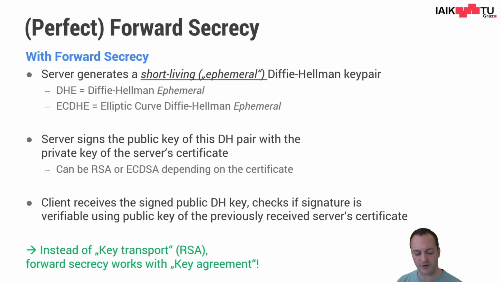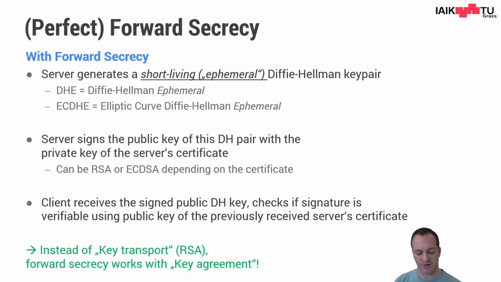So the server just generated such a key pair. It signs the public key of this Diffie-Hellman key pair with the private key from the server certificate. Depending on the certificate, this can be RSA or ECDSA, whatever signature scheme you use here. It's not really important what algorithm you use for signing, as long as the algorithm is secure.